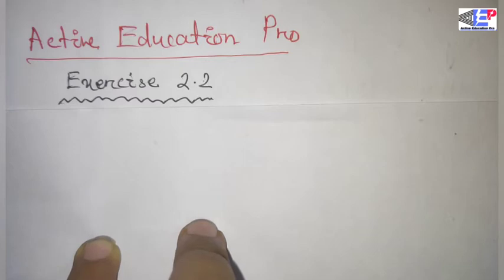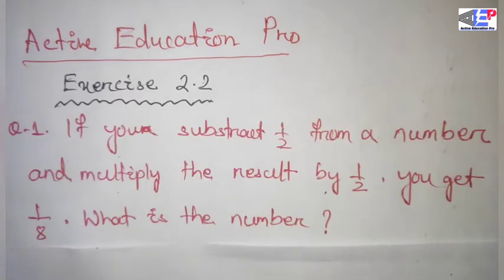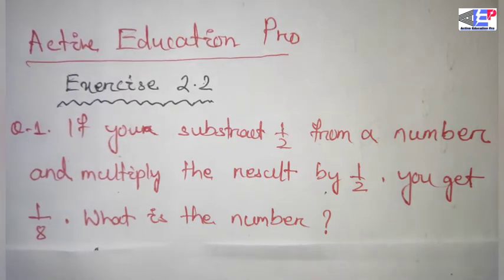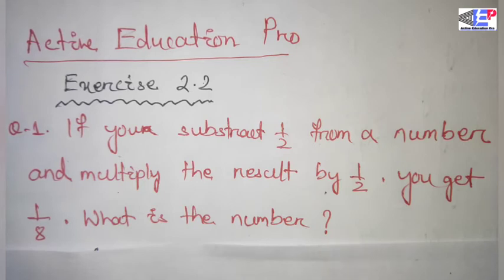The question number 1 is: if you subtract 1 by 2 from a number and multiply the result by 1 by 2, you get 1 by 8. What is the number? Means such a number, if you subtract 1 by 2 from this number and then multiply the final subtraction result with 1 by 2, you get 1 by 8. Then find the number. In this type of question, first we have to take the number as x.